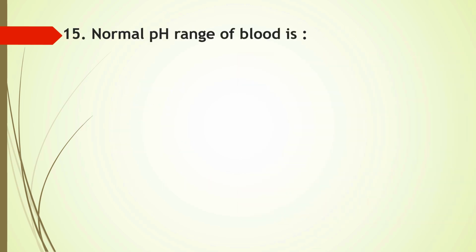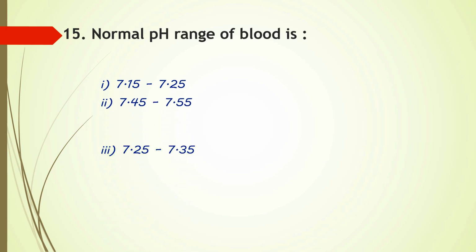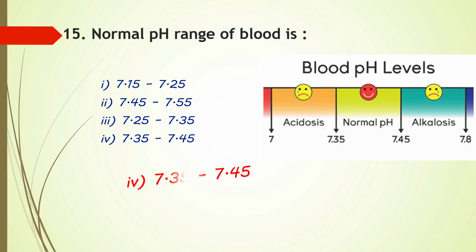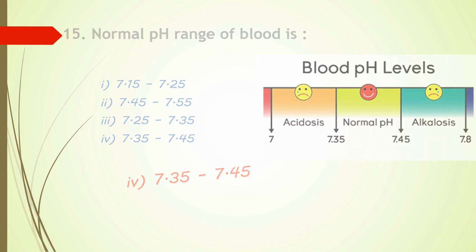Question number 15. Normal pH range of blood is, options are option 1 7.5 to 7.25, option 2 7.45 to 7.55, option 3 7.25 to 7.35, or option 4 7.35 to 7.45. The normal pH range for human arterial blood is tightly regulated between 7.35 to 7.45 with a mean value of 7.4. So here option 4 is the correct answer.